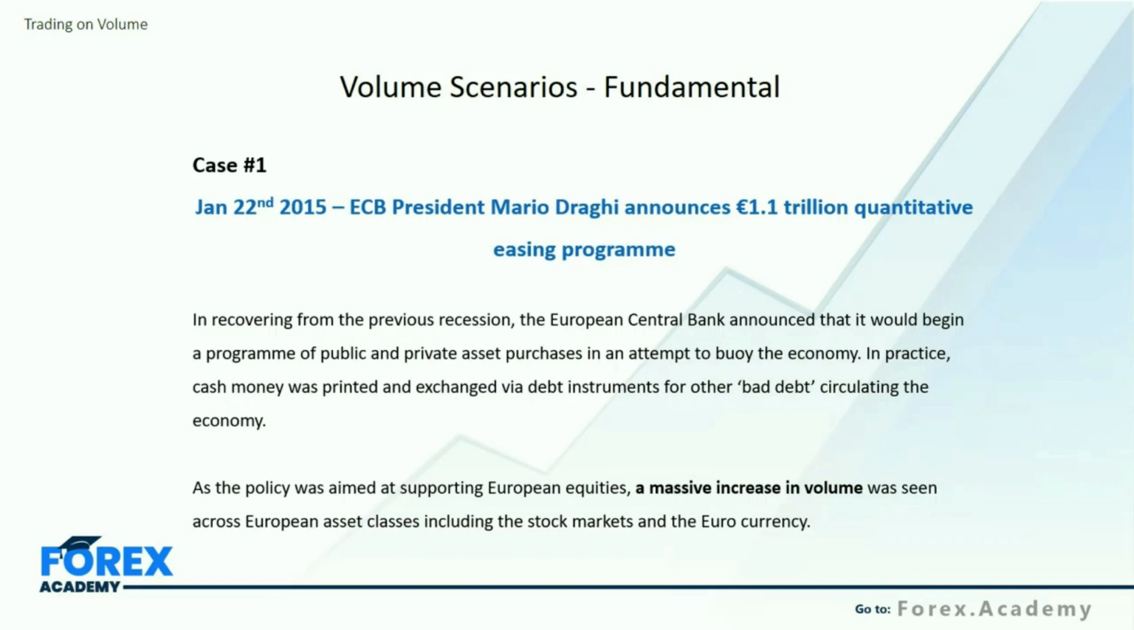As the policy was aimed at supporting European equities, a massive increase in volume was seen across European asset classes, including the stock markets and the euro currency. So just think about that for a moment. We're trading US and we're perhaps trading European equities specifically, and we know there's going to be a massive increase of volume entering the market in support of those equities. Where is the market more likely to move to? And do we become a buyer or a seller? Well, certainly we become a buyer if we know that large institutions and central banks are going to be coming in, buying up these assets, leading to long-term price increases.